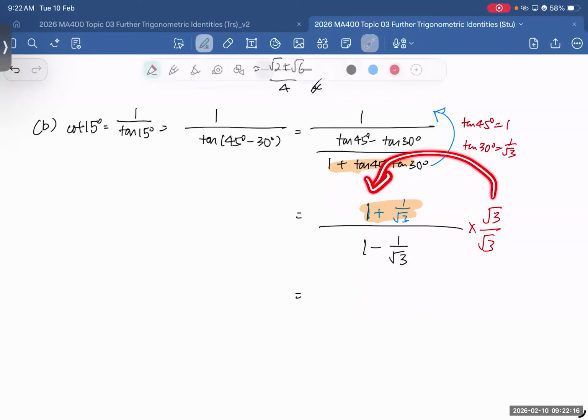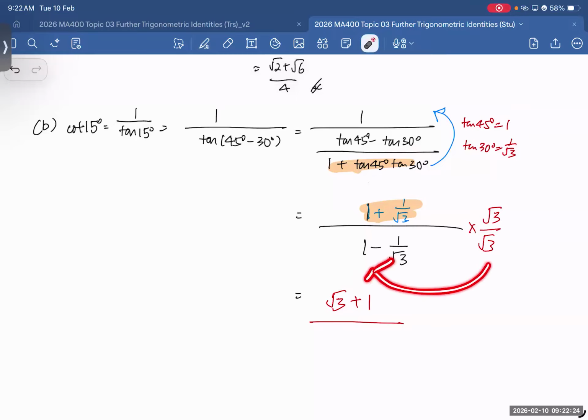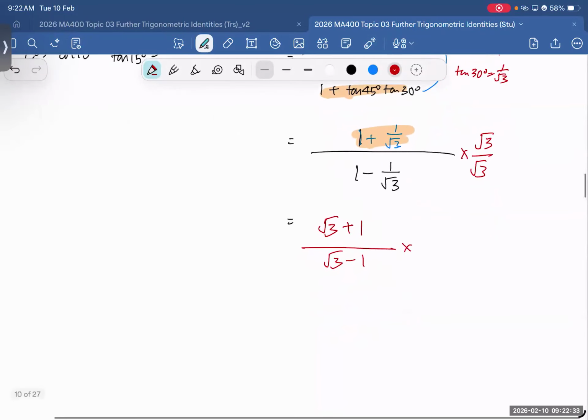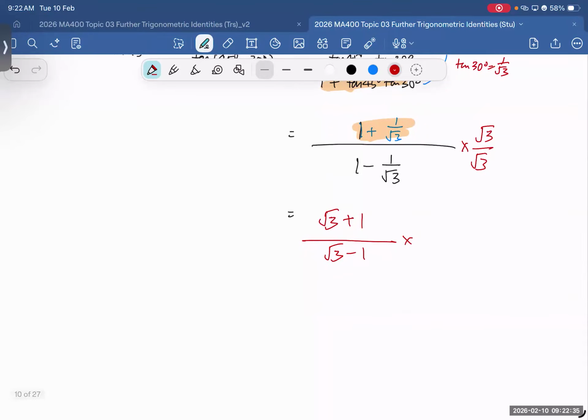Square root 3 and 1, I get square root 3. Square root 3 and square root 3, I get 1. What do I do next? I multiply by square root 3 plus 1 over square root 3 plus 1. What do we call this? Conjugate, right? What topic is this? Rationalizing denominator.